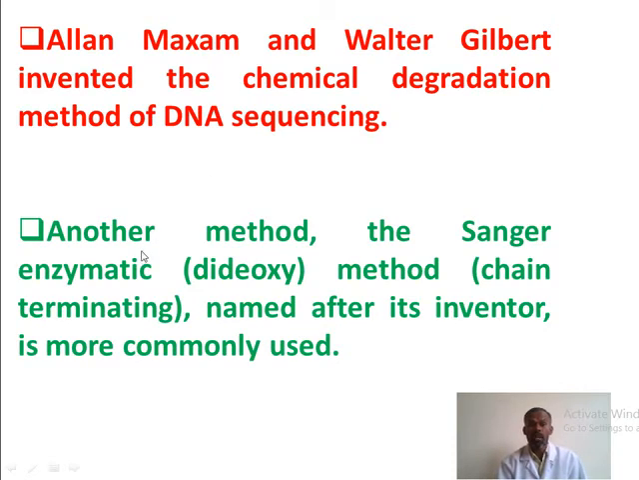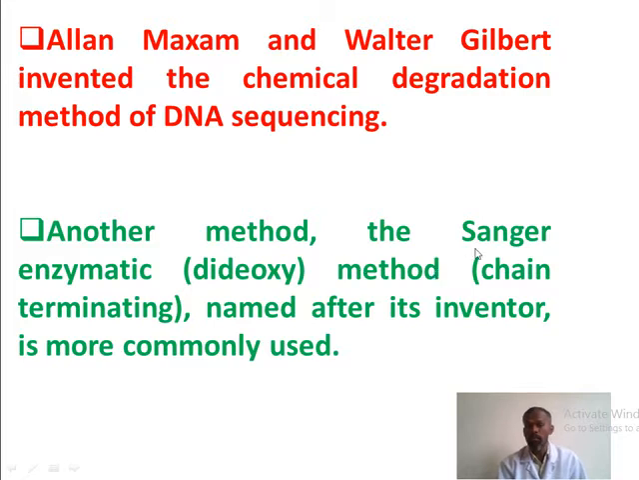So actually, there are Allan Maxam and Walter Gilbert. They invented one method, the chemical degradation method of DNA sequencing. It was around 1977 that they discovered this technique, the chemical degradation method, but now it's outdated.